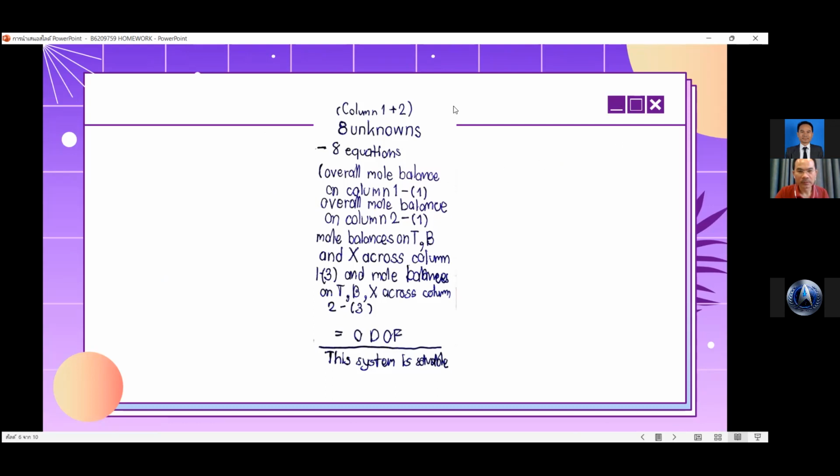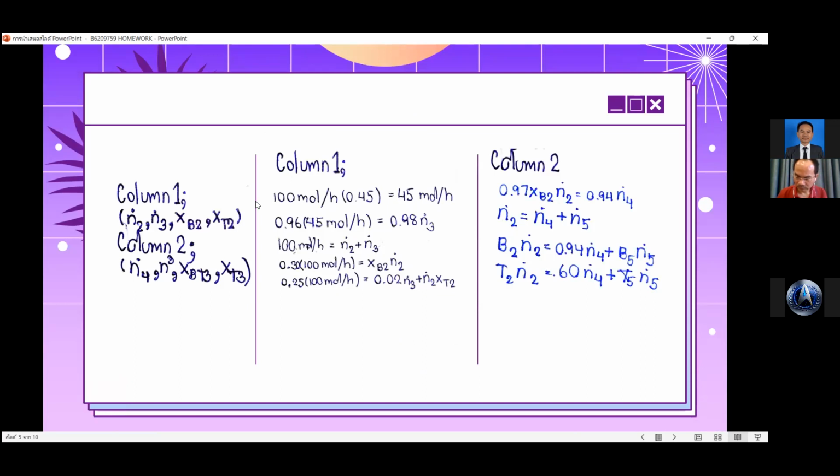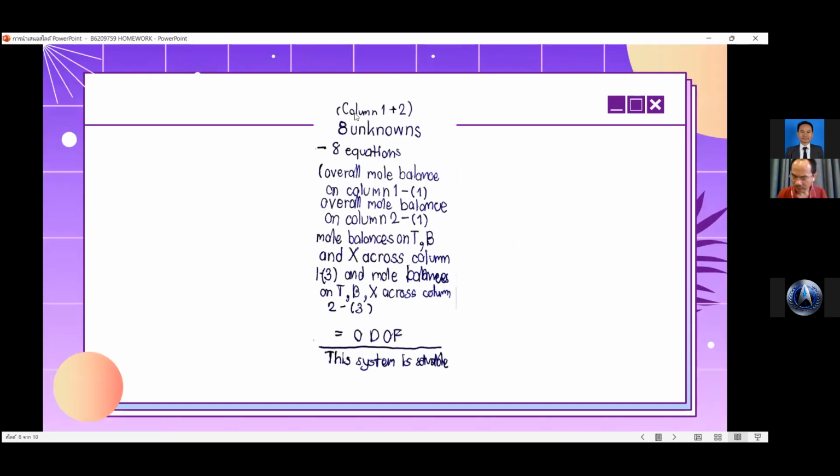Yeah, teacher. My unknowns are anything that I write in column 1 and column 2 right here. So these are the unknowns. And the 8 equations are from the 4 equations on column 1 and 4 equations on column 2.